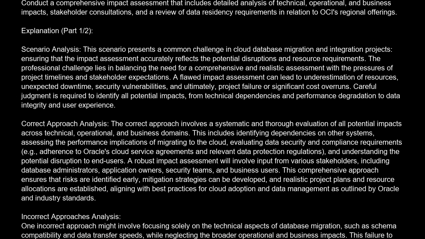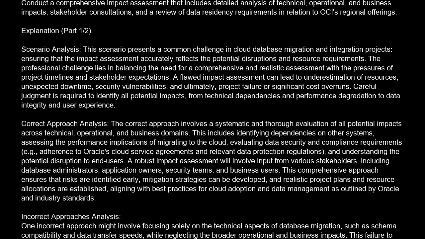experience. Correct approach analysis. The correct approach involves a systematic and thorough evaluation of all potential impacts across technical, operational, and business domains. This includes identifying dependencies on other systems, assessing the performance implications of migrating to the cloud, evaluating data security and compliance requirements, e.g., adherence to Oracle's cloud service agreements and relevant data protection regulations, and understanding the potential disruption to end users.